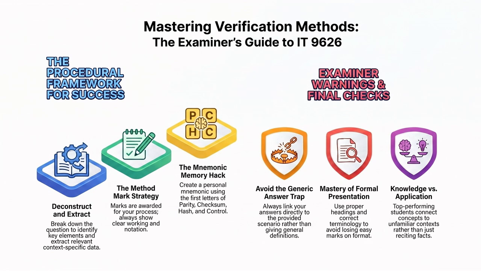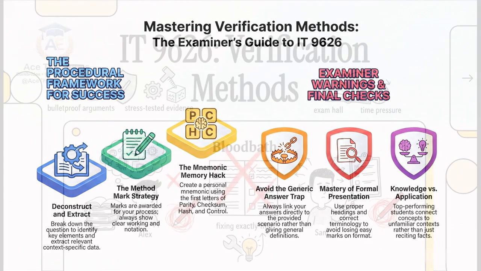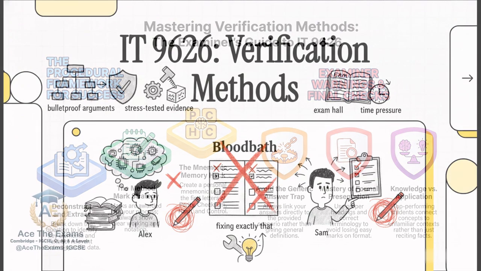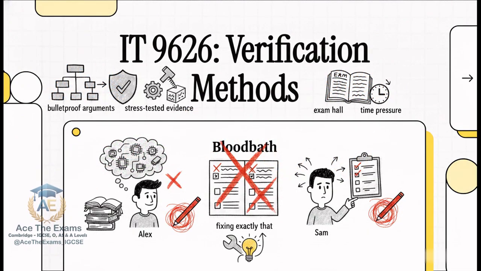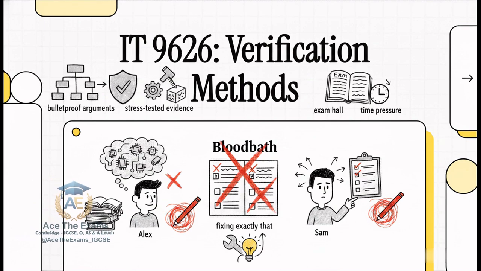Welcome to this explainer. Today we're diving into a strategic masterclass on Cambridge AS and A-level information technology. Specifically, we're looking at section 1.4, which covers parity checks, checksums, hash totals, and control totals. Now we're treating this explainer as a very special edition, the Engineering Lab, Computer Science Cambridge Exam Strategy.